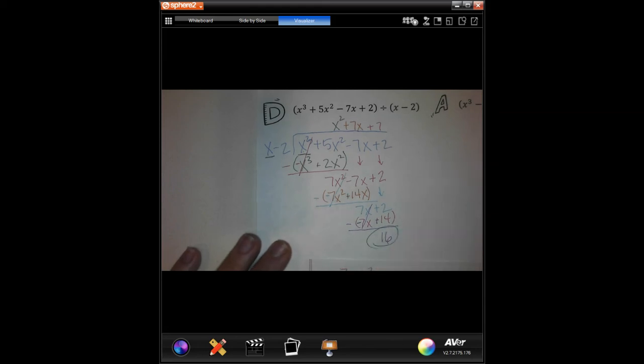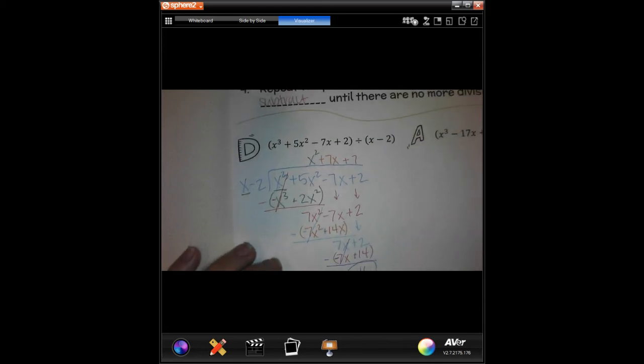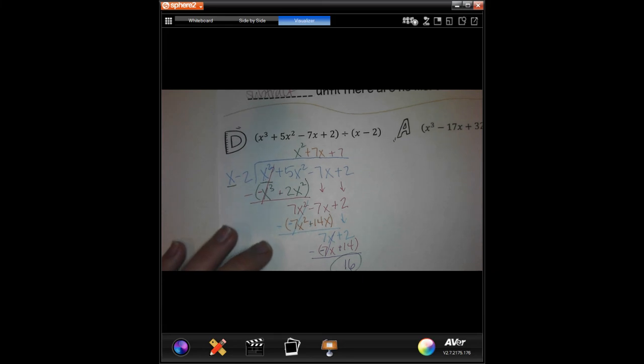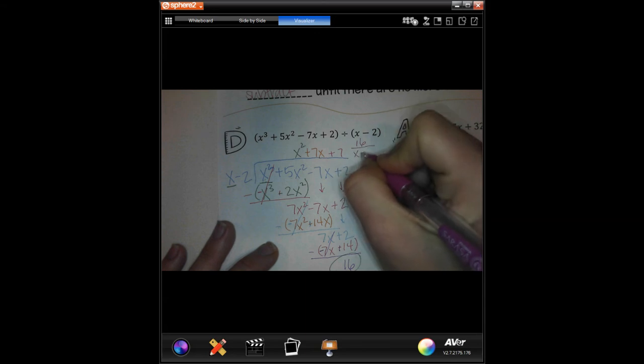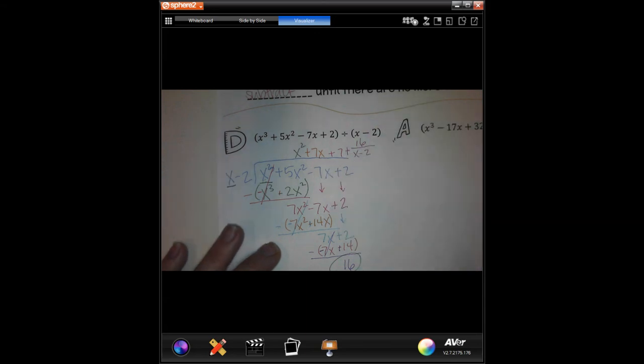Circle our remainder. So our answer, which color do I want? It's going to be x squared plus 7x plus 7 plus 16 over x minus 2.